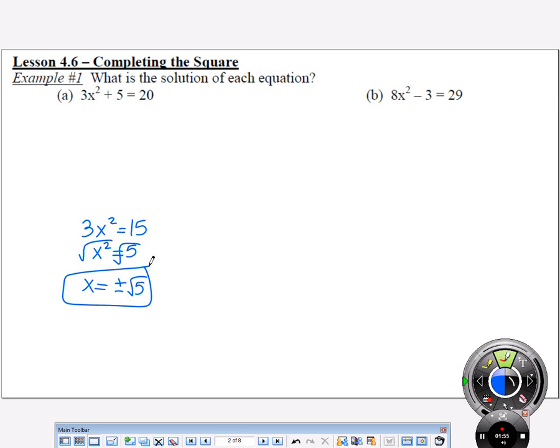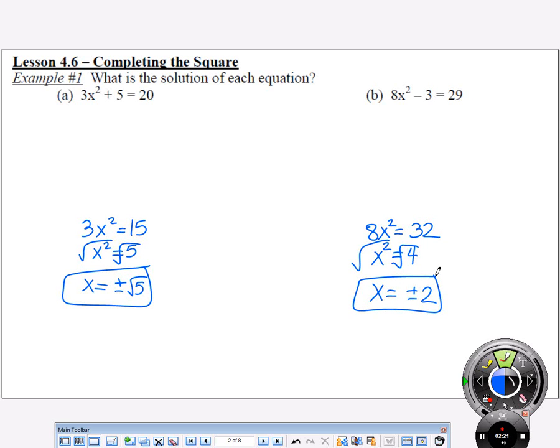All right, so same idea in part B. We would add 3 to both sides. We would divide both sides by 8. This is the same problem we just talked about. Something squared is equal to 4. So algebraically what we're doing is taking the square root. But again, that could be positive or negative 2.